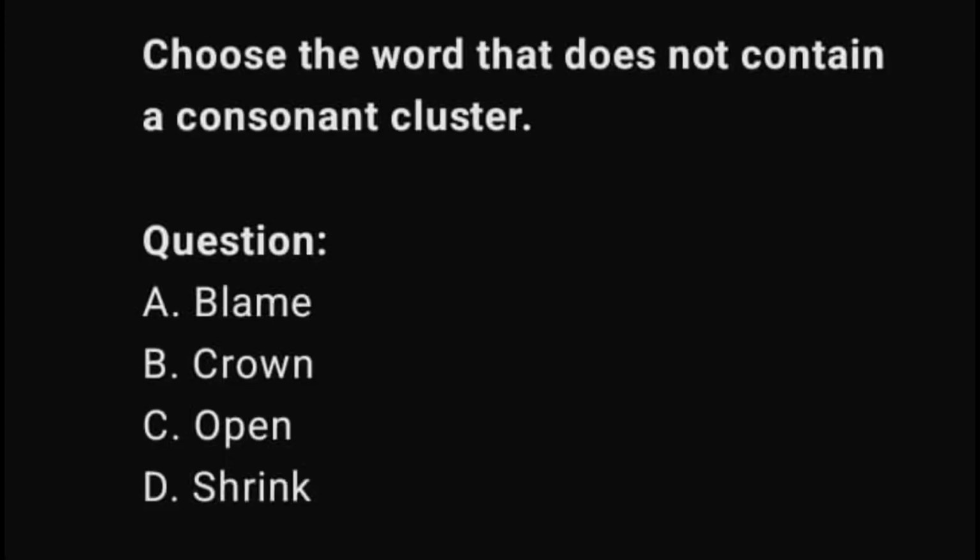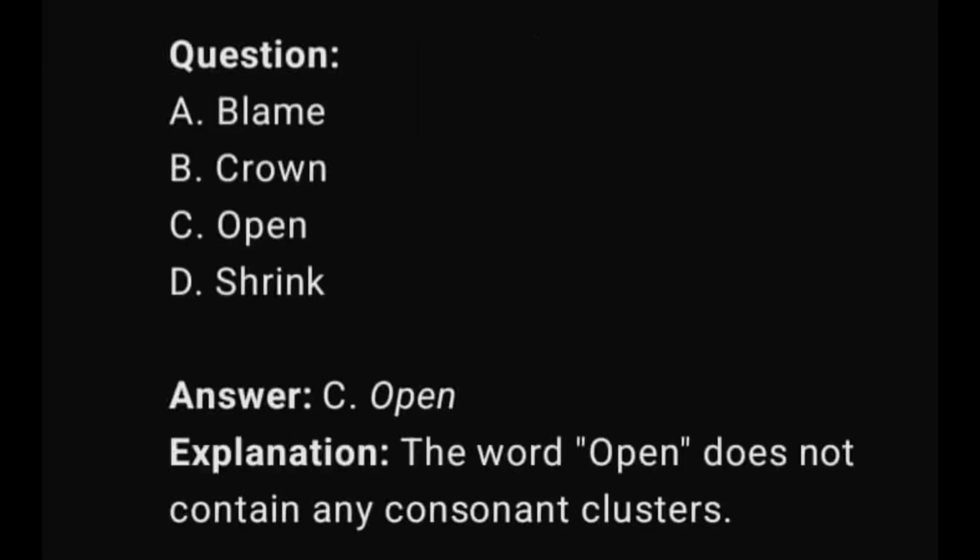Choose the word that does not have a consonant cluster in it. A, blame, B, crown, C, open, D, shrink. The answer to that question is the word open. The word open does not contain any consonant clusters, but blame has B and L in it, crown has K and R in it, shrink has Sh and R in it as consonant clusters, but open does not have any consonant cluster occurring in it. And so option C is our correct answer.